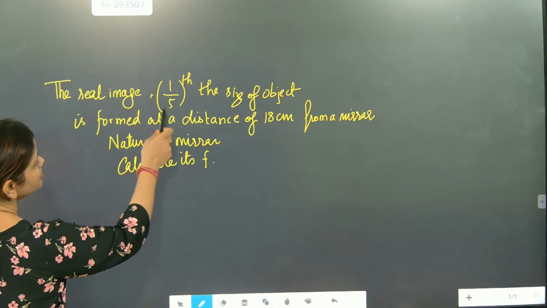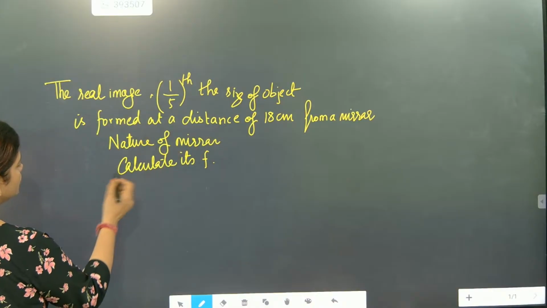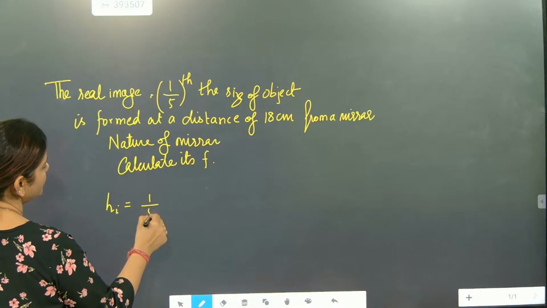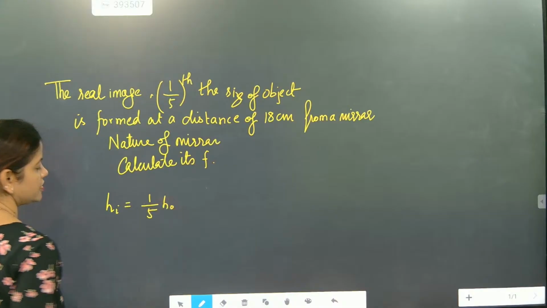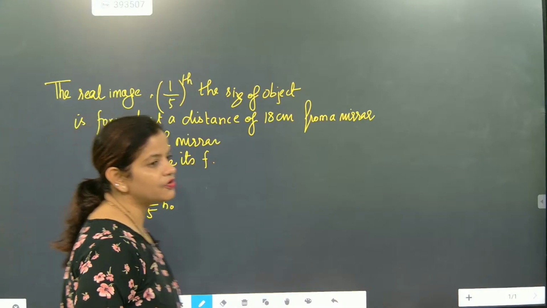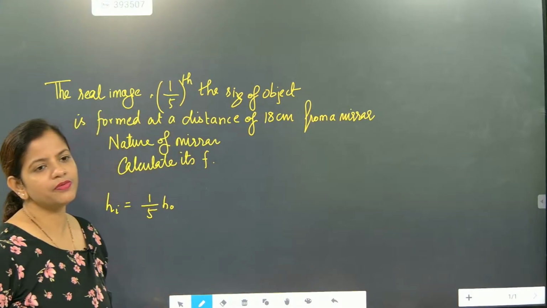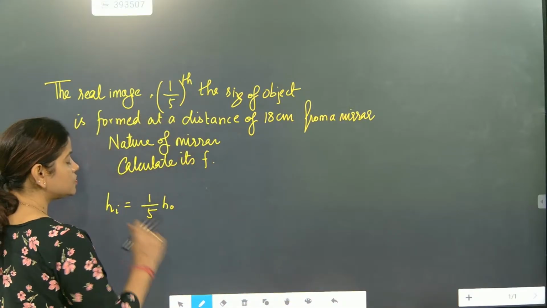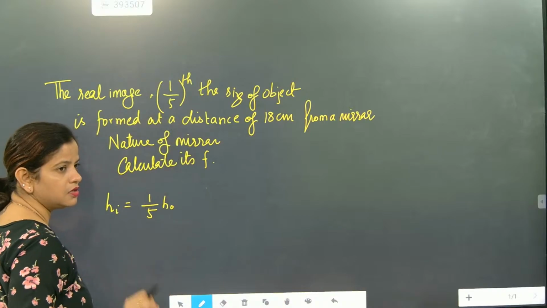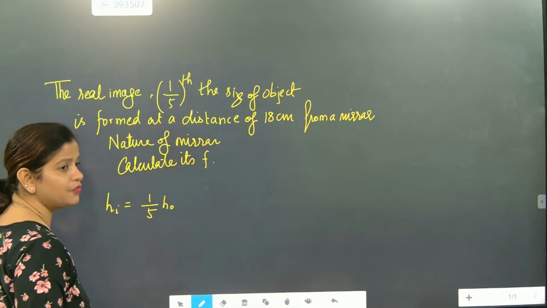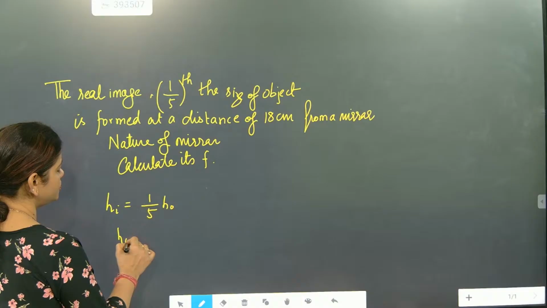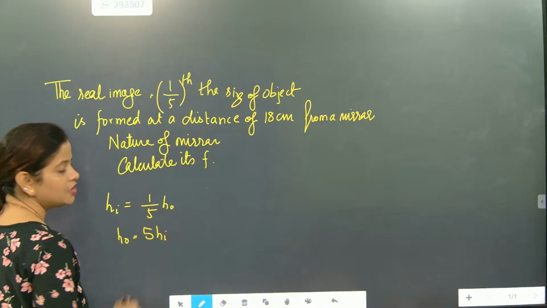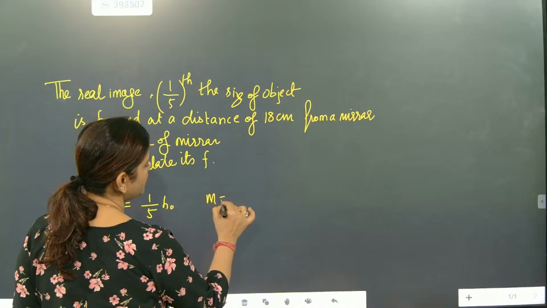The real image is this much the size of object. So real image means height of image is 1 by 5 times height of object. Understood? Height of image is how many times height of object, beta? 1 by 5 times the height of object. So just once you have written like this, now what is our next step? What do we have to do here? So height of object is 5 times the height of image. Got it? So our work starts from here.